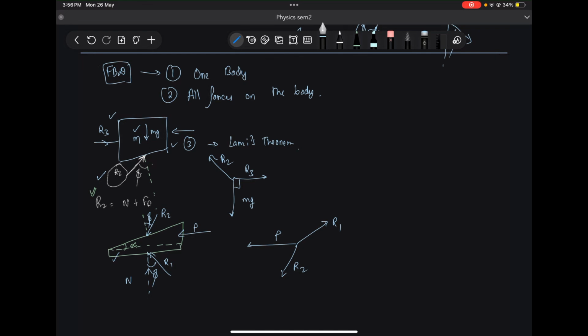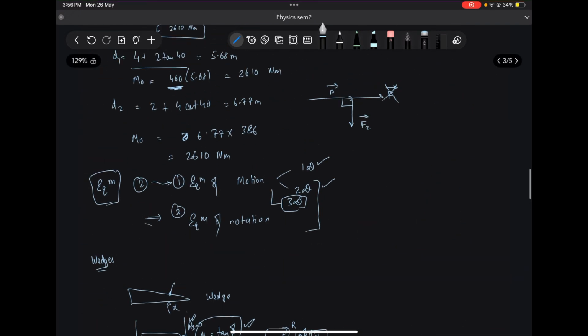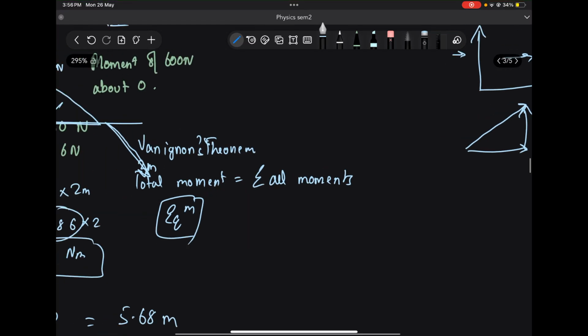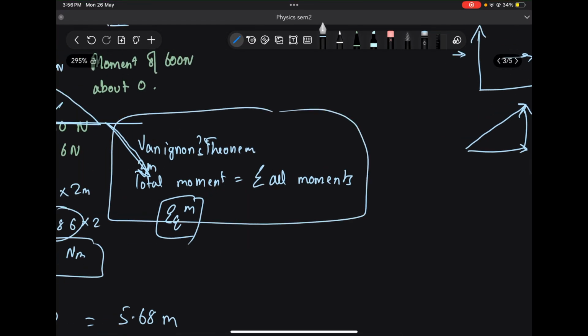Okay, so that was really deep into moment, Lami's theorem, and wedges. So we have covered almost all of the topics which are related. We have also solved the question of equilibrium, that is how we can apply equilibrium. Now there's another concept related to equilibrium, which is moment. However, I think I have shown you enough examples of solving moment that you can solve them. Just keep this in mind, that this theorem which I talked about is of utmost importance in terms of equilibrium.